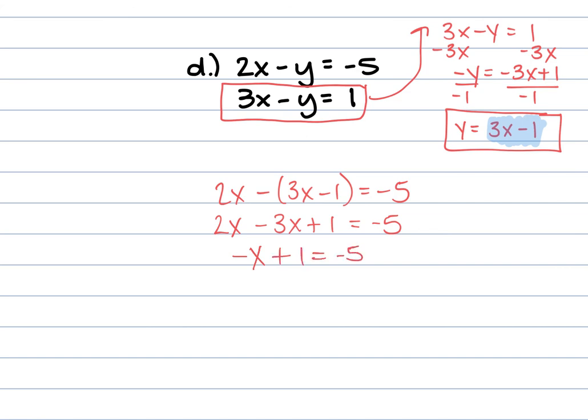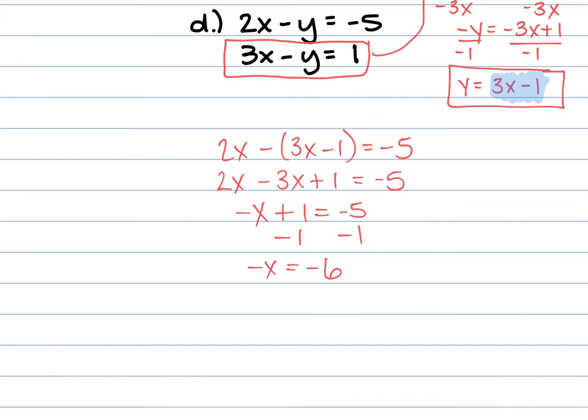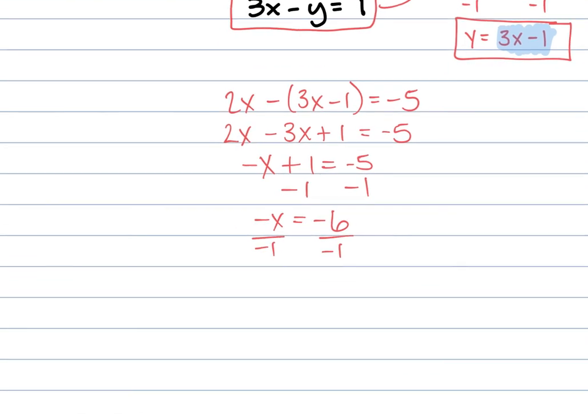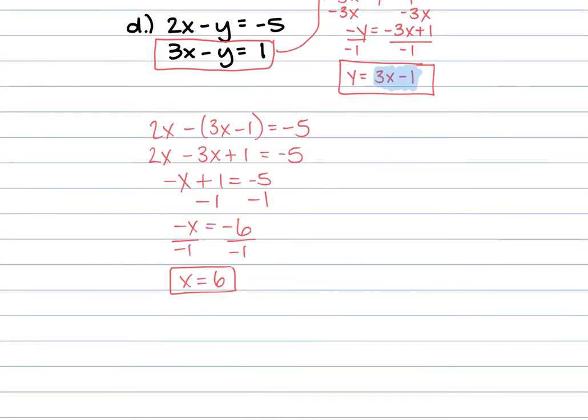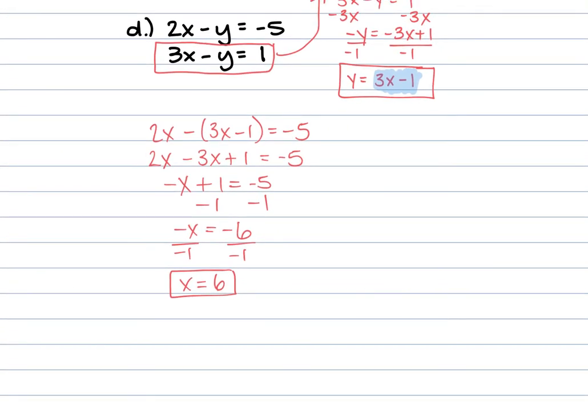And then you subtract 1 from both sides. Yep. And then you get negative x equals negative 6. And you divide negative 1 to both sides to pick up the negative. Yep. And you get x equals 6. Perfect. So x equals 6. From here, what do I do?